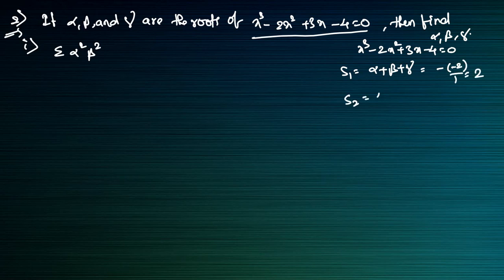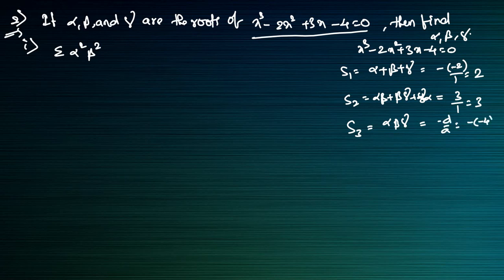So s2 is equal to alpha beta plus beta gamma plus gamma alpha, which is c by a, so 3 by 1 is equal to 3. Now s3 is equal to alpha beta gamma, which is minus d by a. Here d is minus 4, so minus of minus 4 divided by 1 is equal to 4.